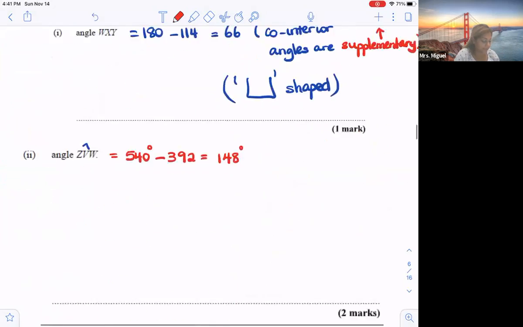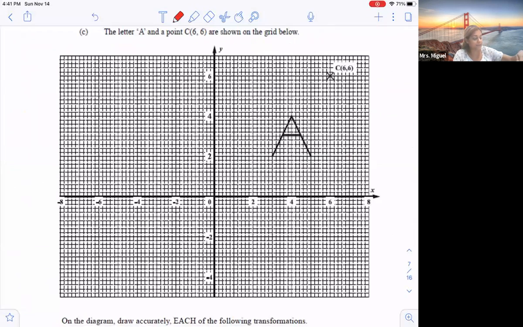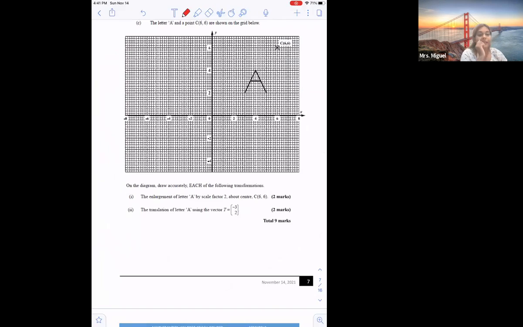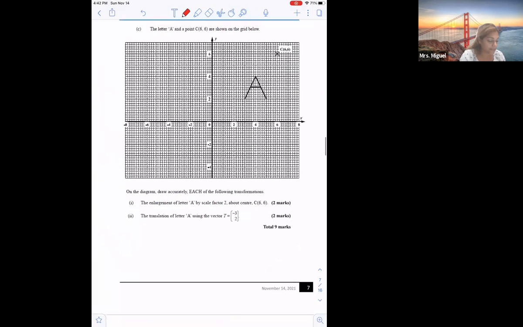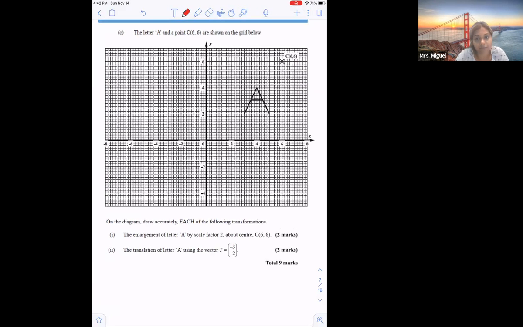All right, so let's continue. Now, this one I have to turn it upside down. In every question tree, there is a graph question. The question here says the letter A and the point 6, 6 are shown on the grid.